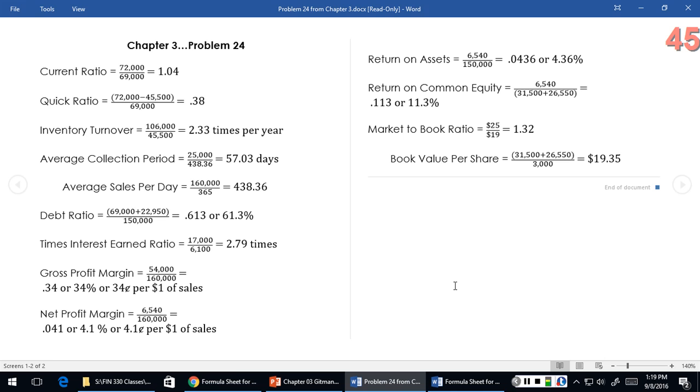So sometimes we want to look at the quick ratio. So that's going to be the 72,000 minus the 45,500 divided by the 69,000, which is 0.38. And again, has it gone up? Has it gone down? How does it compare to the industry average?